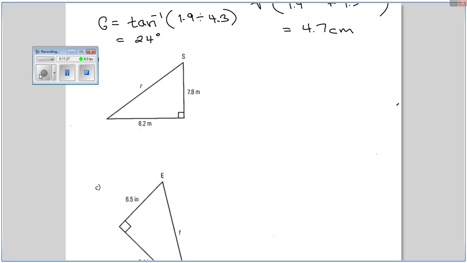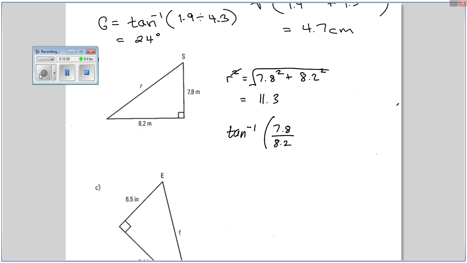Okay, so here we have for r: r squared is equal to 7.8 squared plus 8.2 squared. To solve for r, we would square root this bad boy. And in the calculator, you would need brackets. So what are your answers? 11.3, I'm hearing. Okay, and then second function tan of the rise over the run.